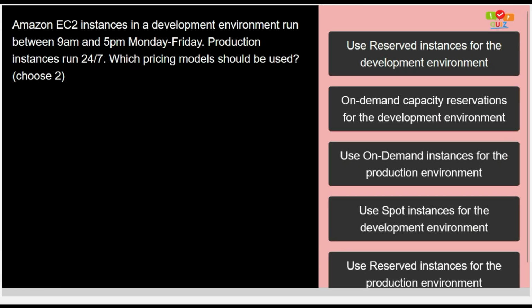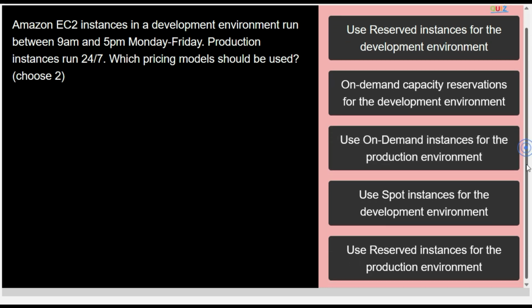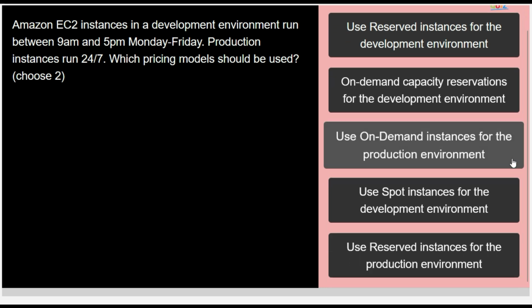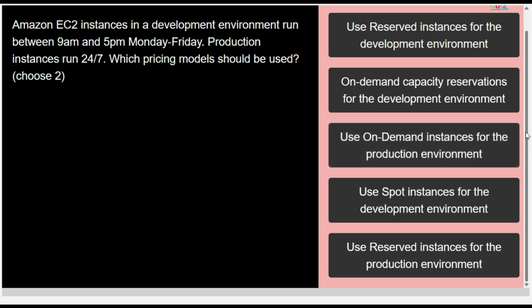Amazon EC2 instances in a development environment run between 9 a.m. and 5 p.m. Monday to Friday. Production instances run 24/7. Which pricing models should be used? Again, you have 5 options. You have to choose 2 options which will be correct. You will have a 10 seconds timer. Your time starts now.